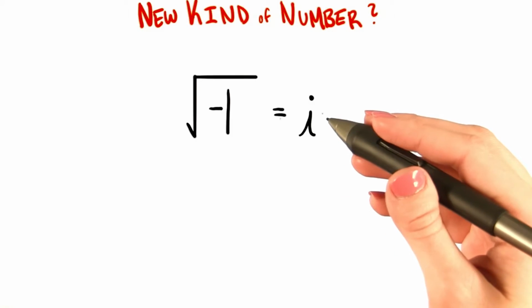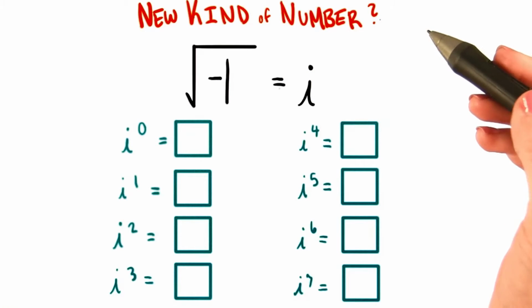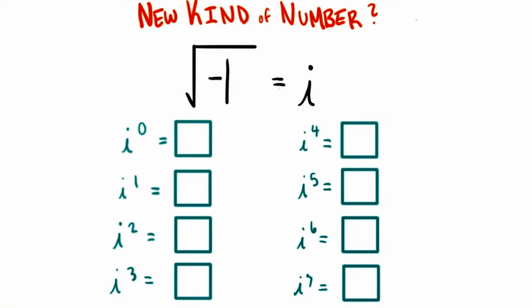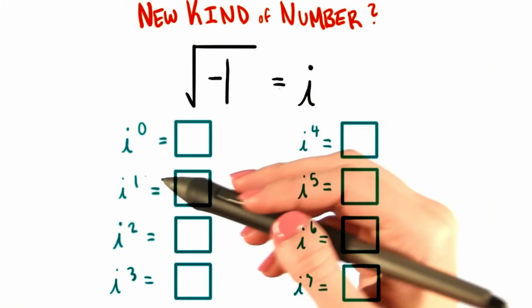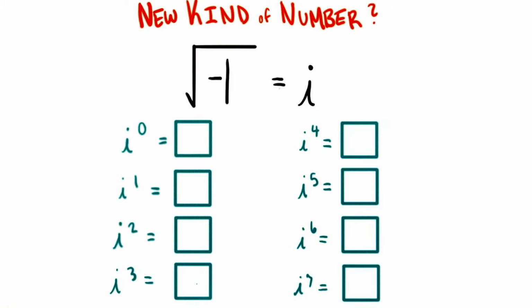So let's play around with i a little bit. Since we know that i is just a number, albeit a new kind of number, but still just a number, we should be able to take it to different powers. For each of these, I'd like you to write in what number you think it's equal to. So what is i to the 0, what is i to the 1, what is i to the 2, etc.